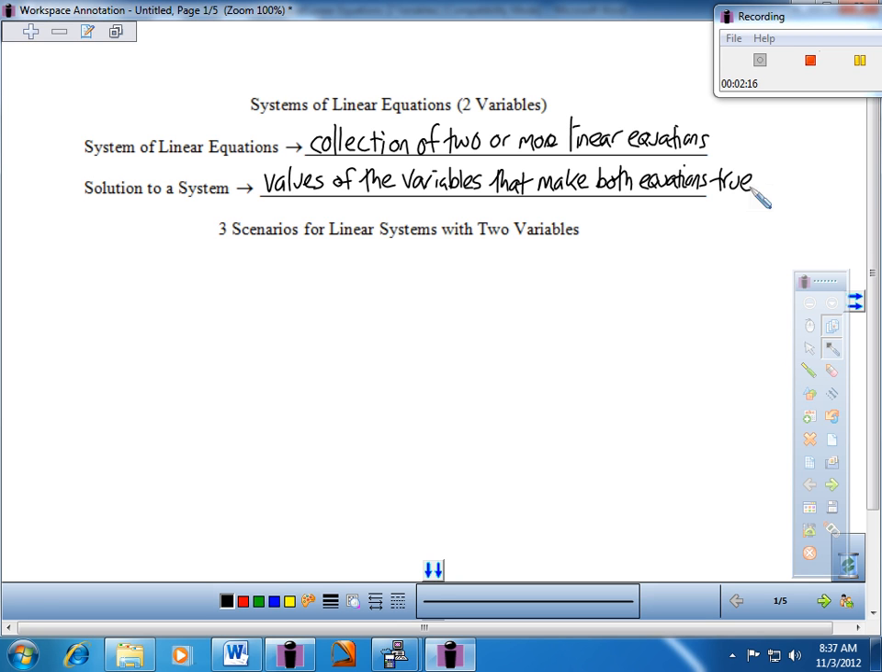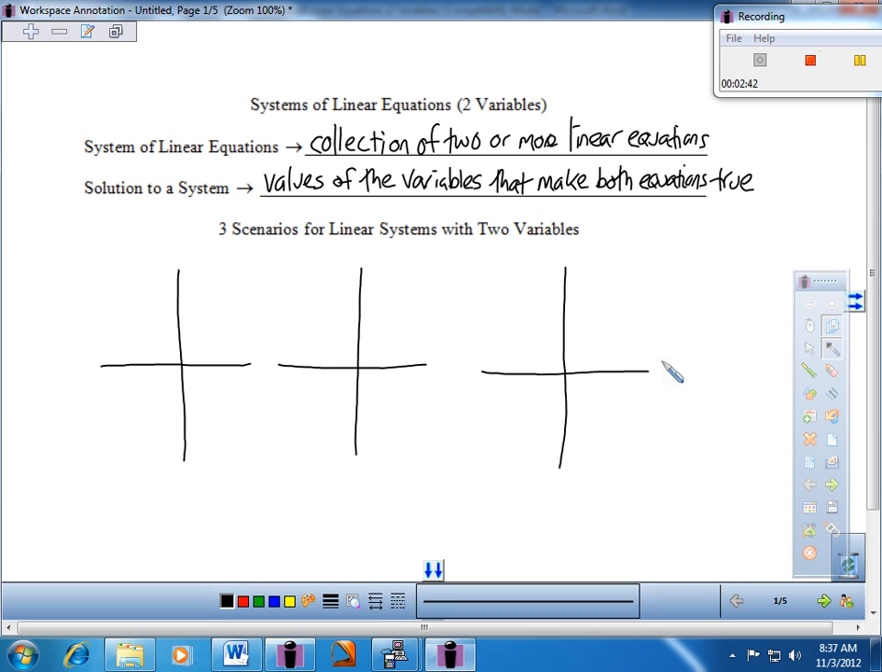So we'll take a look at this graphically for just a second here. It looks like on your paper it says something like 3 scenarios for linear systems with two variables. The first one will by far be the most prevalent one that we see, and the other two are just variations that we'll see every now and again, really very infrequently. So here's what I'll ask you to do, everyone. If you can go ahead and give me 3 coordinate planes side by side. And again, we're really talking about how lines can be dealt with on the coordinate plane.